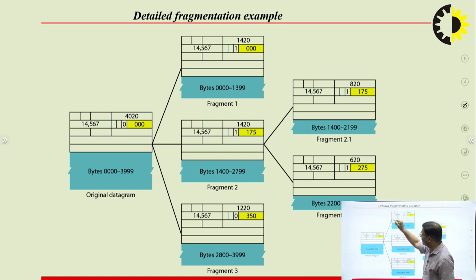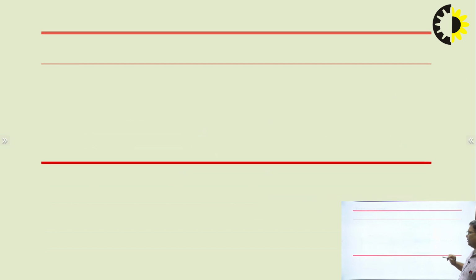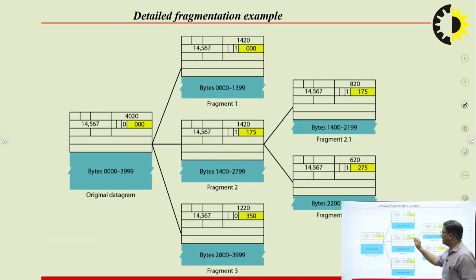When we break it into 3 parts, the data sizes are 1400, 1400, and 1200, and a 20-byte header is carried with each. The total length of the fragment 1 datagram is 1420. The starting offsets are 0, 175, and 350, which come from the earlier calculation. Now, the second fragment can again be fragmented into various sub-fragments.